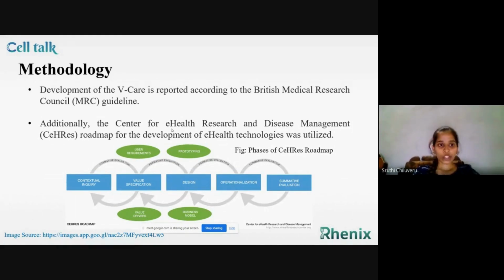When it comes to methodology, the development of VCare is reported according to the British Medical Research Council guidelines.